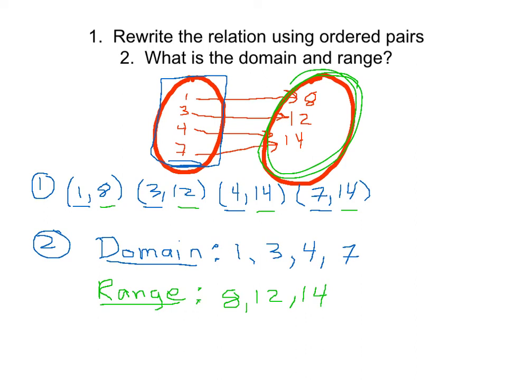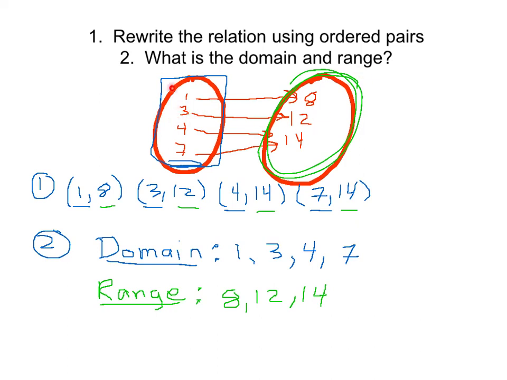So just to rephrase things here, a relation is almost like relating two sets. You're related to your cousin. There is a connection between you and your cousin that you can map out. Just like in this particular problem, there is a connection between 1 and 8. 1 is mapped to 8. 3 is mapped to 12.